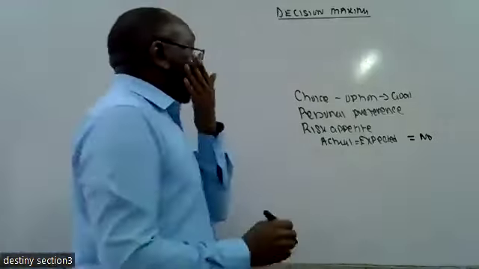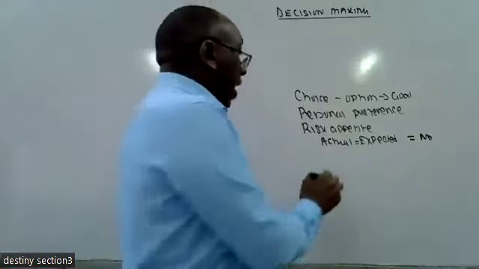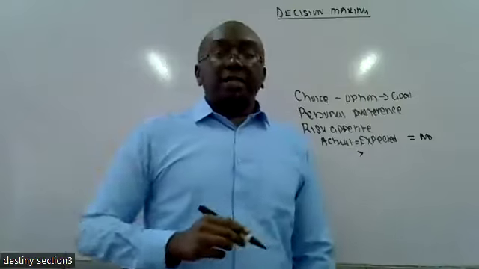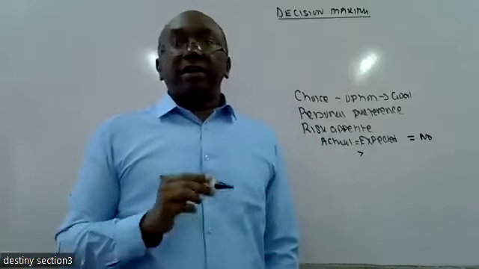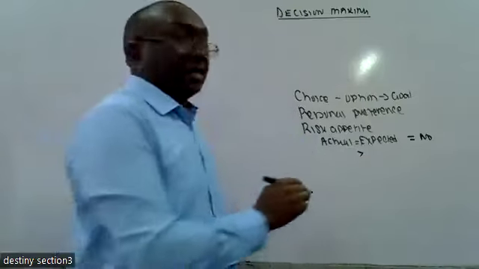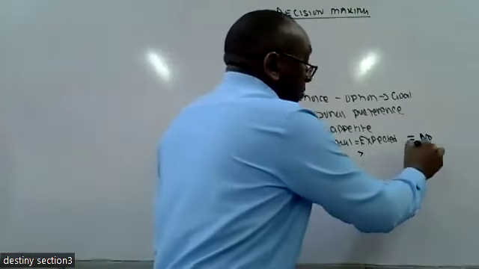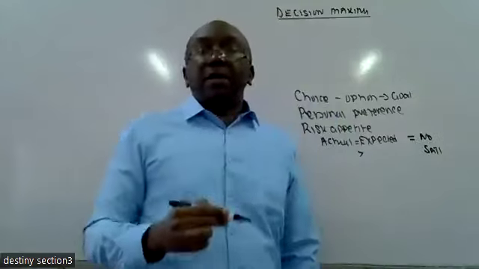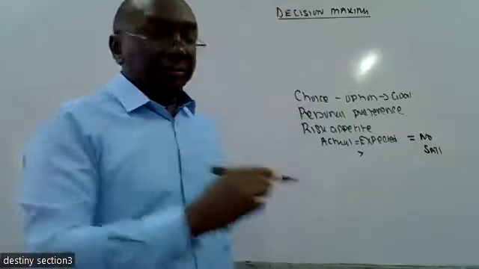Okay, good. Then the second one is where the actual is greater than expected. You are not expecting a good teacher, but now you are seeing a very, very good teacher. So what happens in that case? It generates an emotion, and that creates what we call satisfaction. You feel happy about the decision that you made.